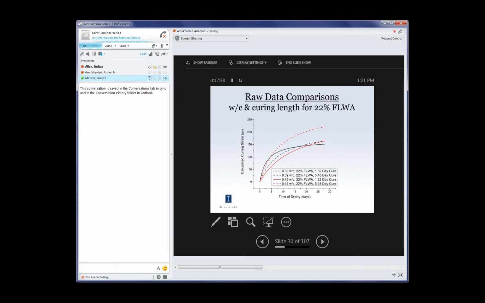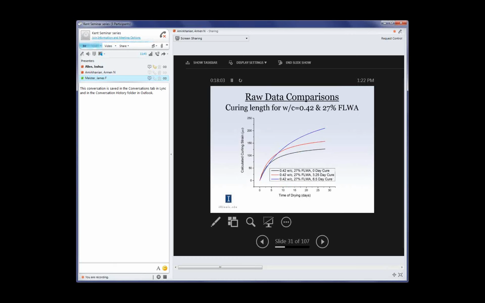And the dashed lines are the longer curing duration. When we increase that curing duration, it shifts the curves up. So this matches well with what Tyler Lay saw: when you cure a beam or a concrete mix longer and then expose it to a drying condition, you get more curling. And we saw that here.